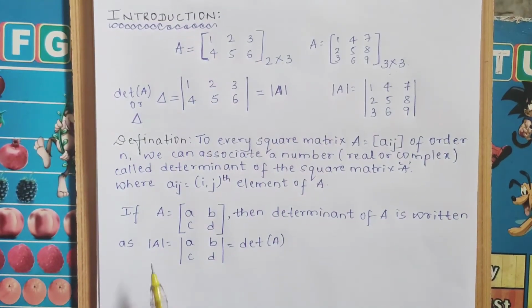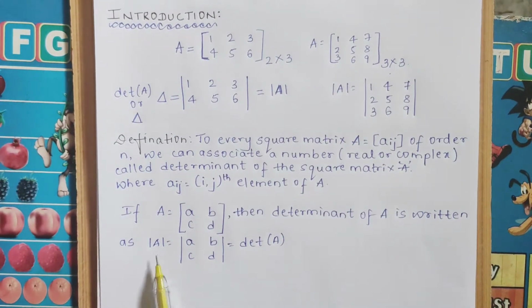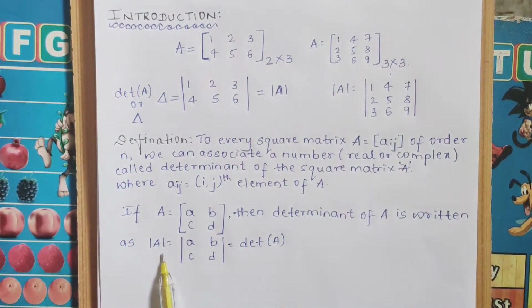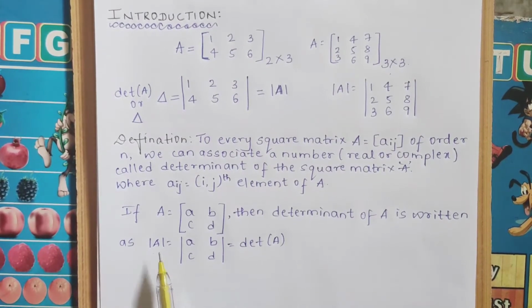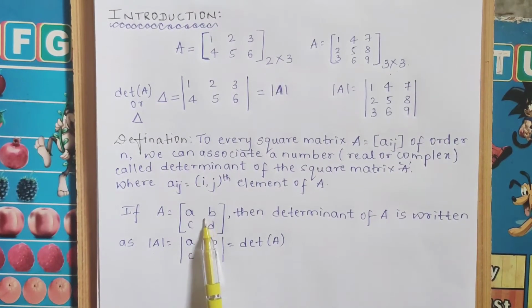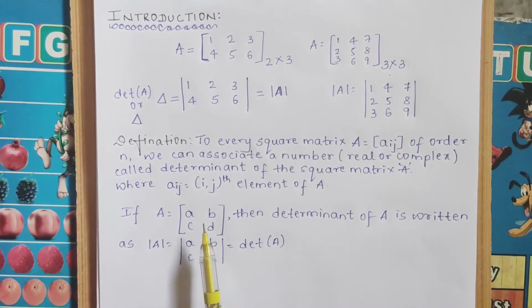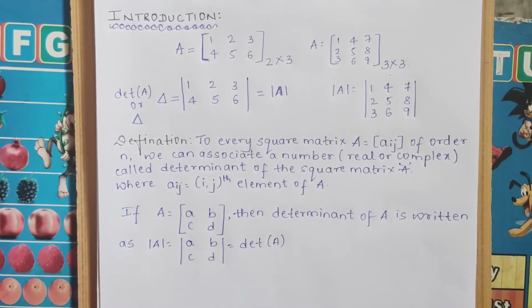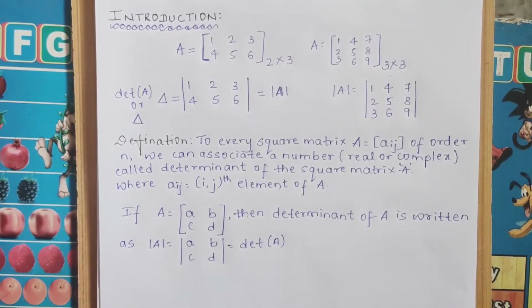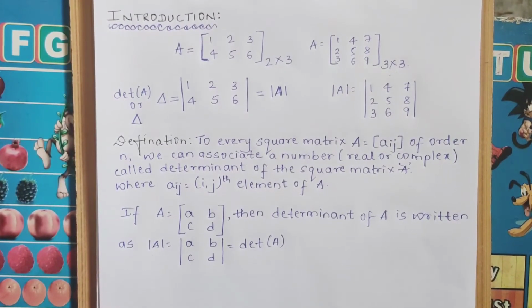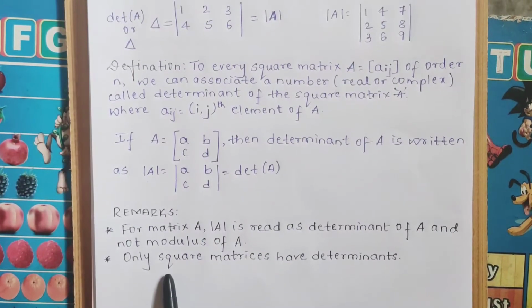You should make sure this is read as determinant of A, not as modulus of A. Okay, please be careful when it comes. When it is linked with a matrix and they are telling you to find the value of a matrix, you should understand that you are finding the determinant. I'll give you a remark. You can keep it in your brain as a remark.